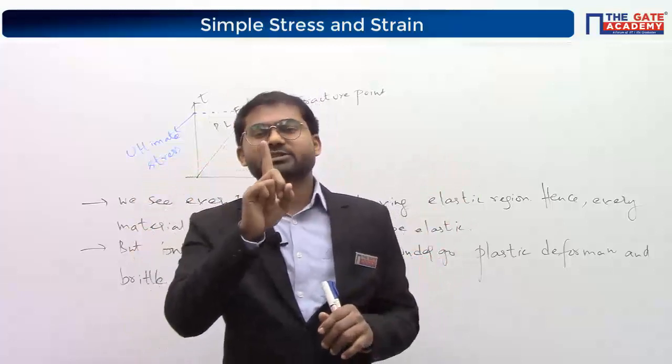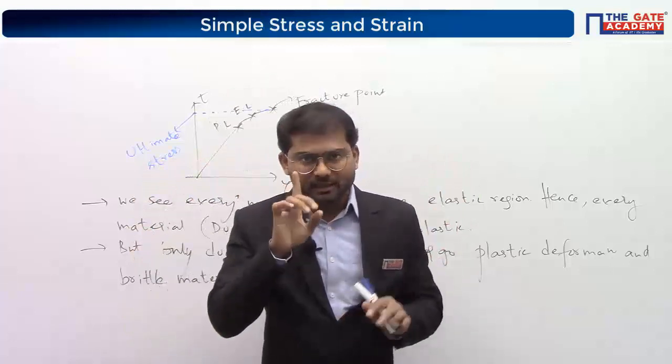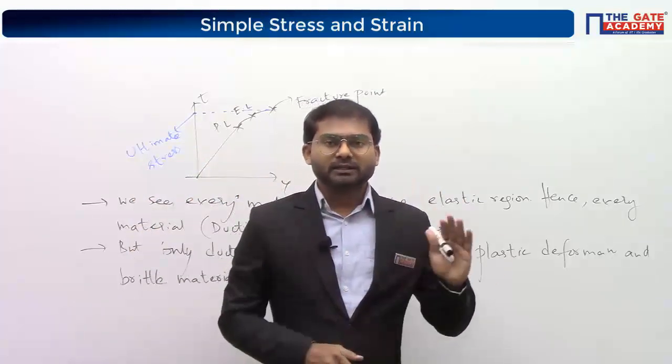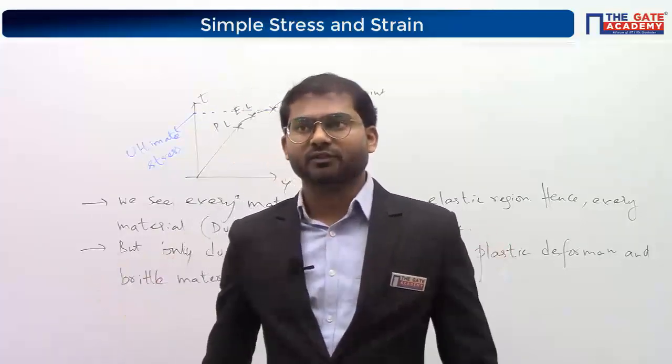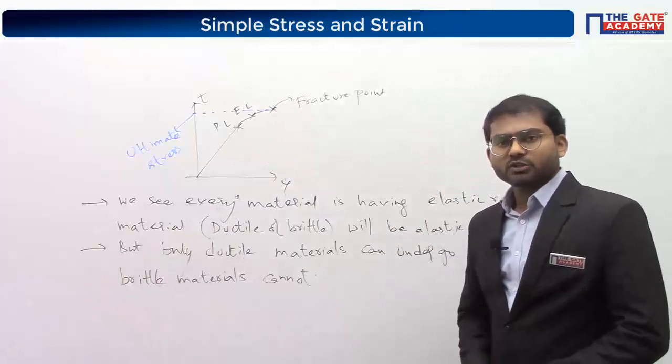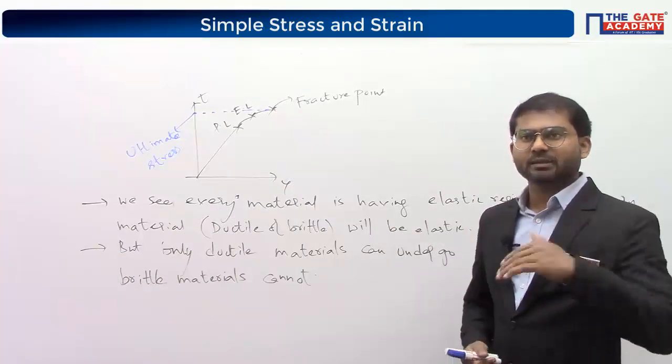So the only difference between ductile and brittle materials is the plastic deformation. Ductile materials can undergo plastic deformation, and brittle materials cannot undergo plastic deformation. Understood? So this is how we differentiate between a ductile material and a brittle material.